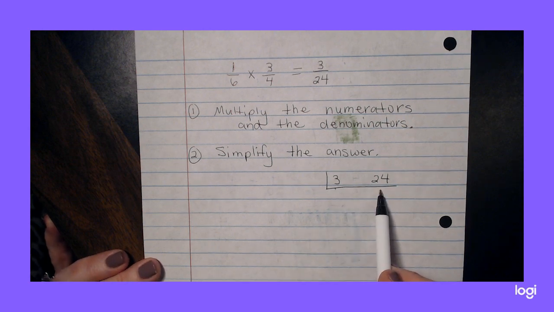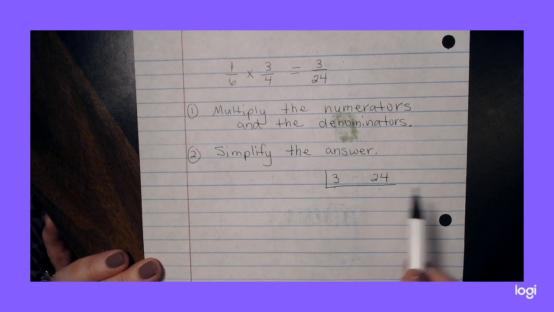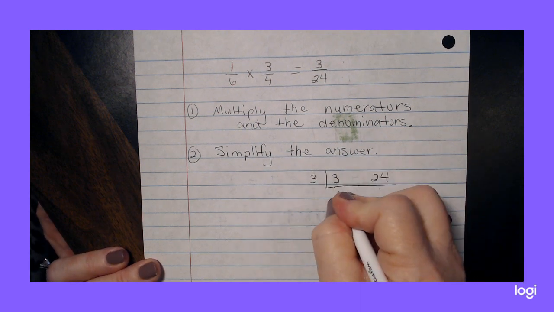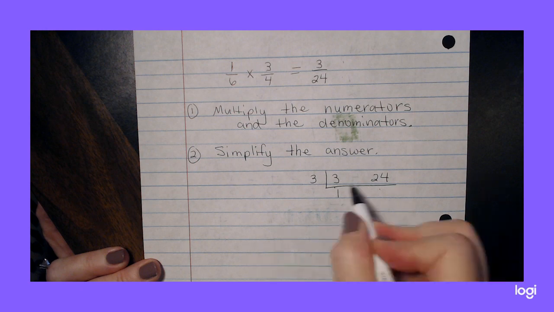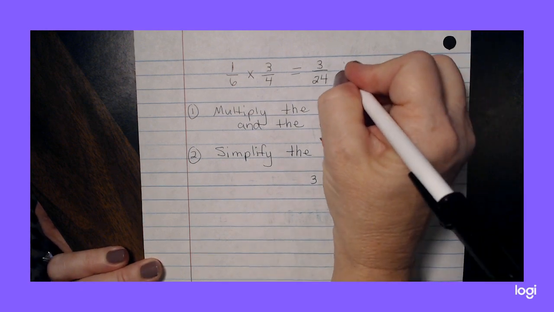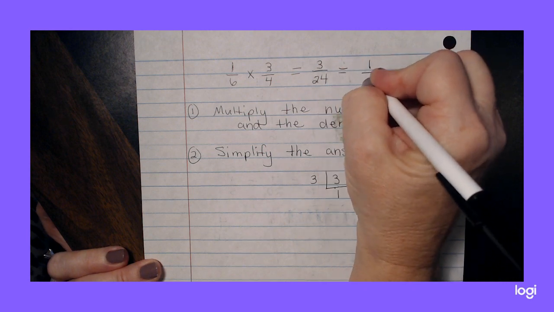So it can't be 2. But if you look at your sheet, the number 3 goes into both of them. 3 goes into 3 once, and 3 goes into 24 8 times. So my simplified answer would be 1/8.